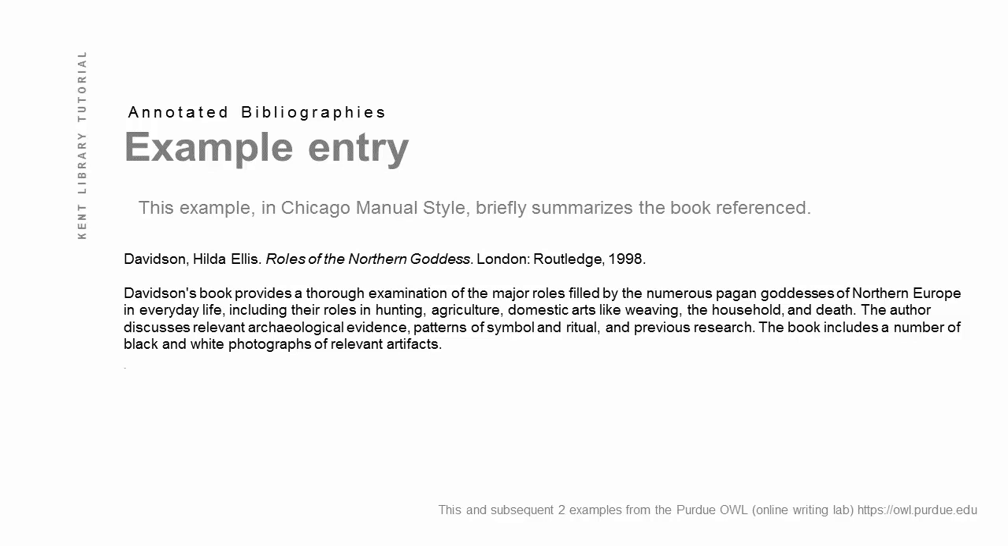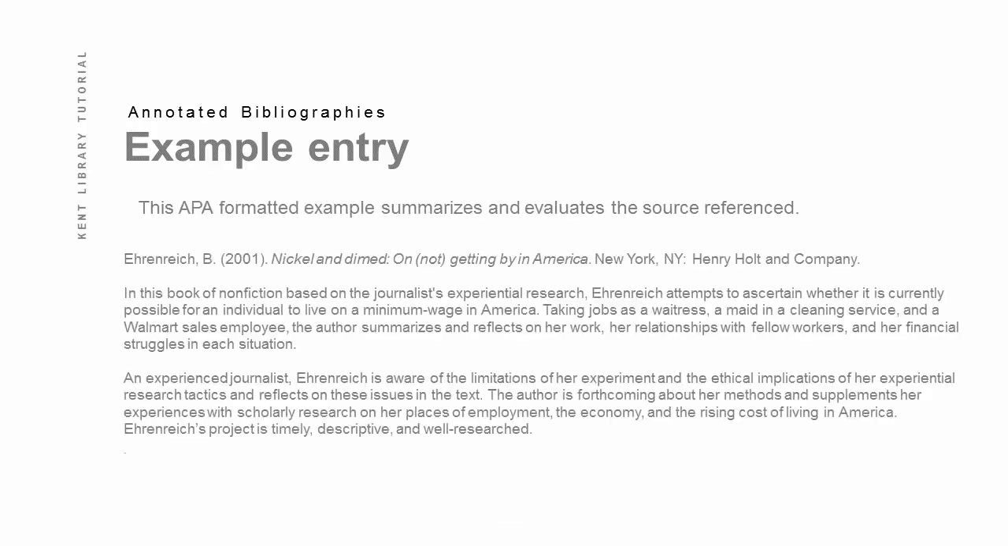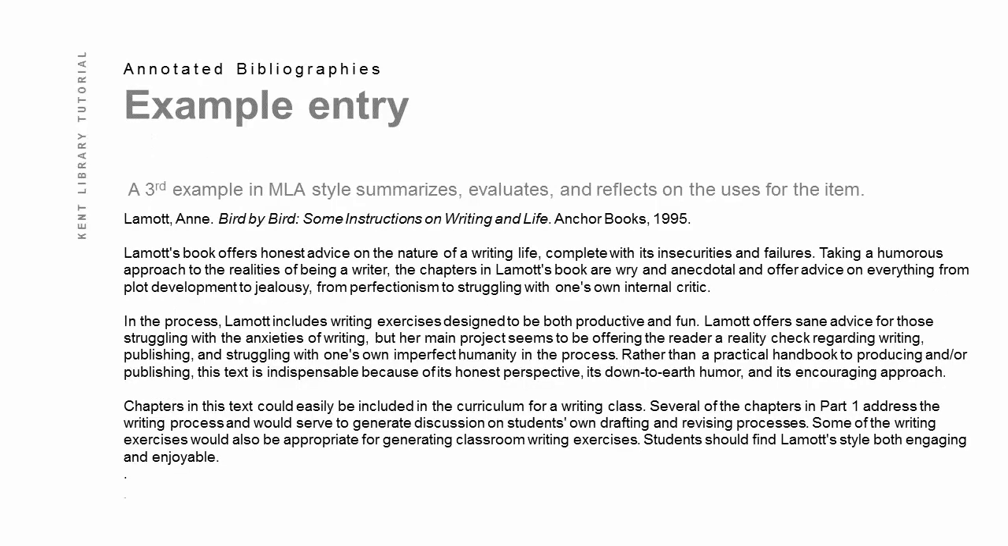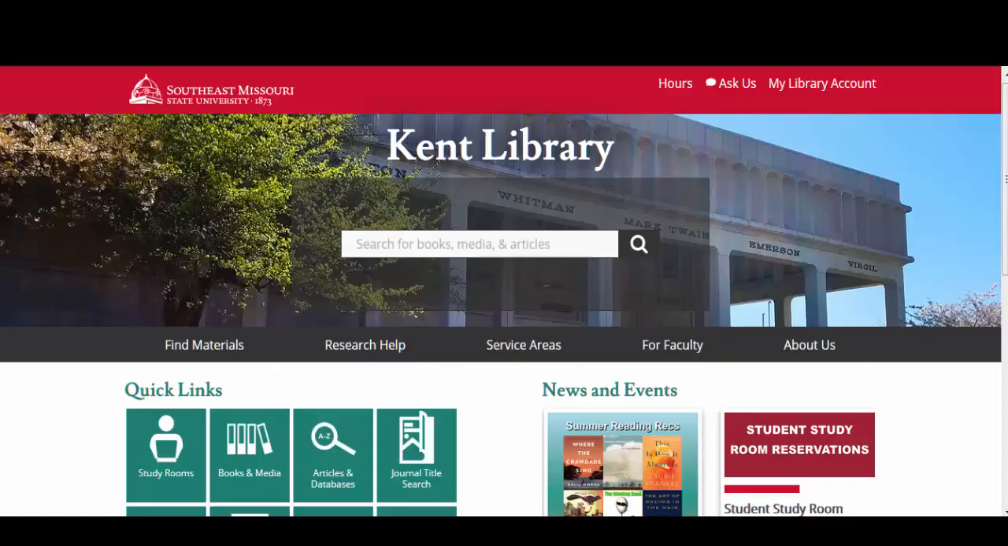Here are a few examples of what annotated bibliography entries look like, ranging from simple to a little bit more complex. The first one just briefly summarizes the book referenced. The second one summarizes and evaluates the book at hand. And then the third one summarizes, evaluates, and reflects on the uses for the item being annotated.